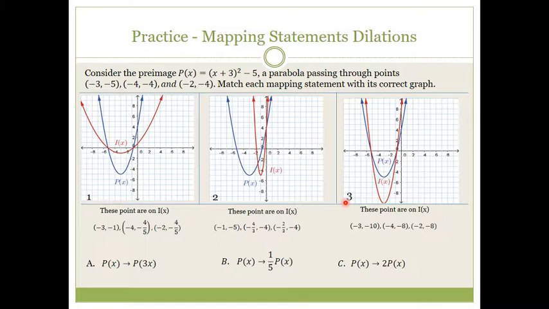So how do we know? How can I look at these pictures and decide which one of these dilations was done? What did they do from the original equation P of x to get to I of x? One of the ways you're going to be able to tell is by looking at what the new points are on the new graph.